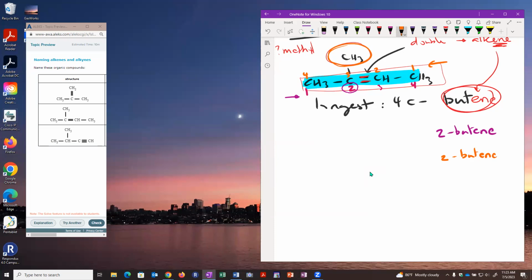We can easily see that if I go from right to left, the methyl ends up being on carbon 3. So 3-methyl-2-butene. If I go from left to right, then the methyl is on carbon 2, so it becomes 2-methyl-2-butene. Obviously this gives the lowest number. The 2 is the same in both cases, so this is going to win. So this will be called 2-methyl-2-butene.